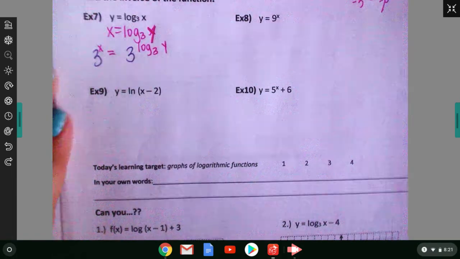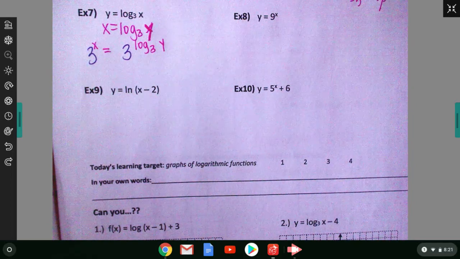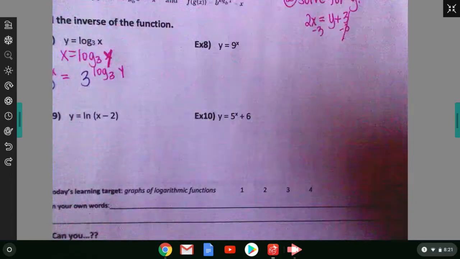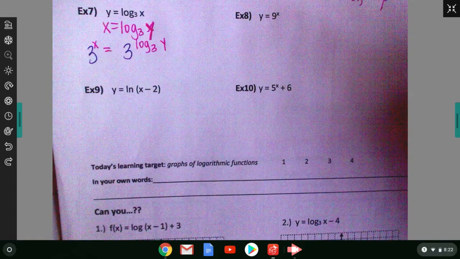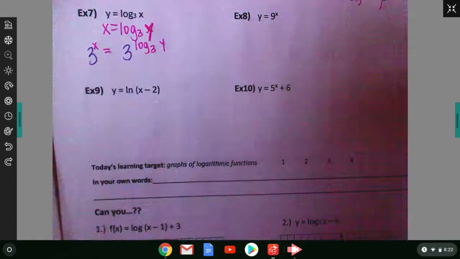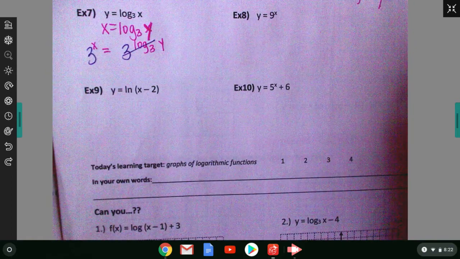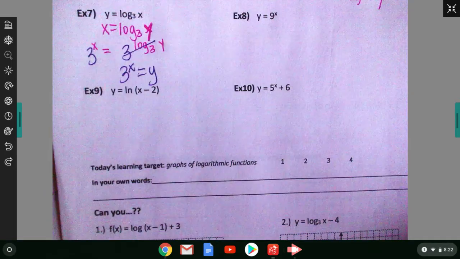Which looks a little strange, but the deal is we're trying to cancel things out. So that's why we do weird things like say minus 3 plus 3. So we're doing 3 to the log base 3. Those will cancel. So I'll have 3 to the x equals y.